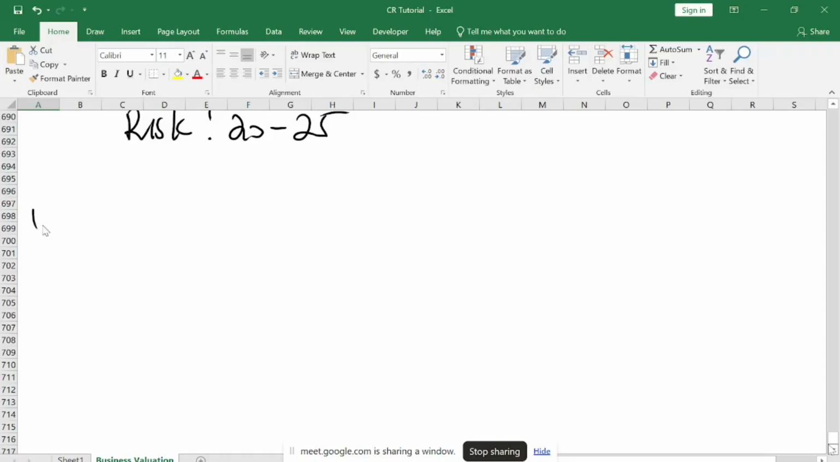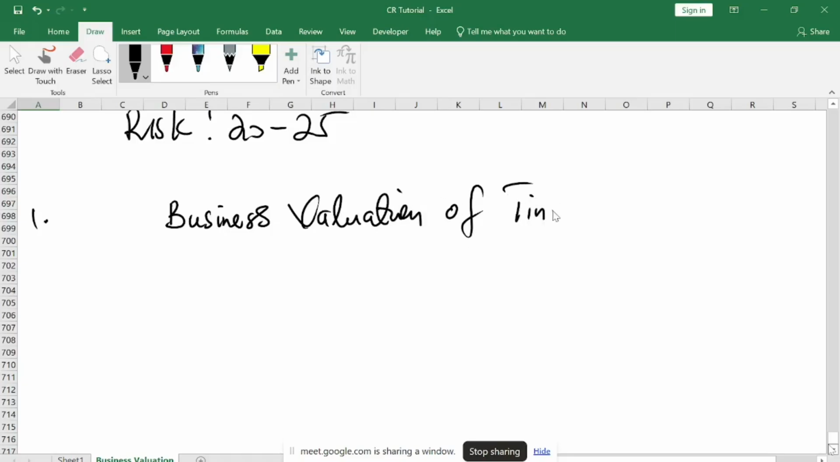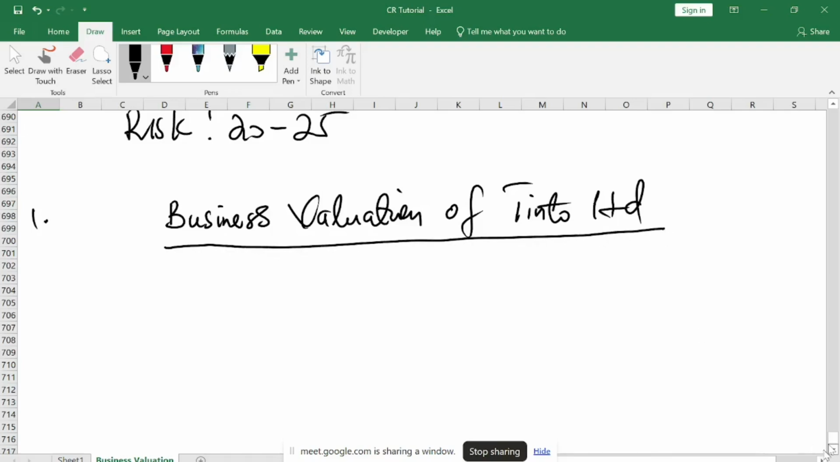Sir, let's assume it's exam. How do you start it? We are going to start it the way I'm writing here. So you follow what I'm writing. First you mention the company name. So here you will have the business: Valuation of Tinto Limited. This one, the limited, you write it in full. Then you underline.